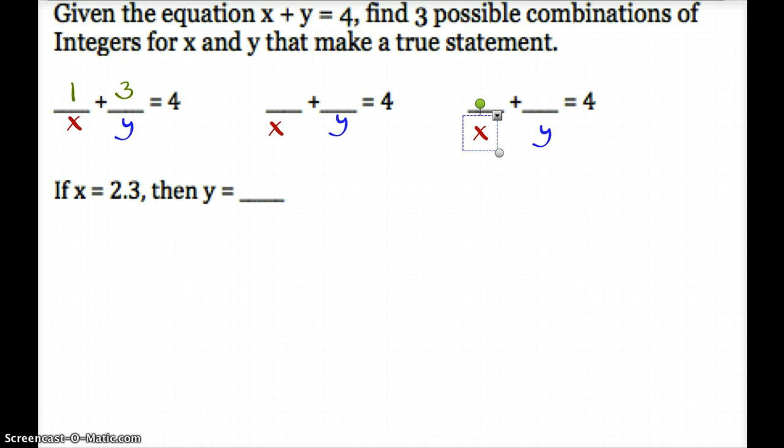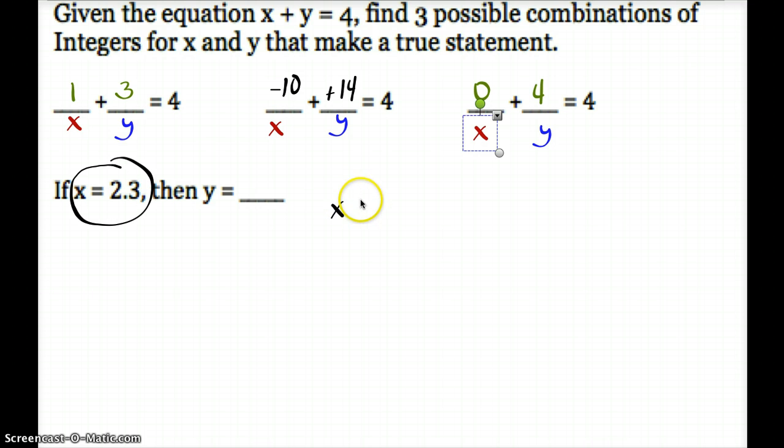You could work with negative numbers if you'd like. You could have something like negative 10 and positive 14. Or you can keep it really simple and do 0 plus 4. 2 numbers. Now, we may give you points that are already established, such as x equals 2.3.